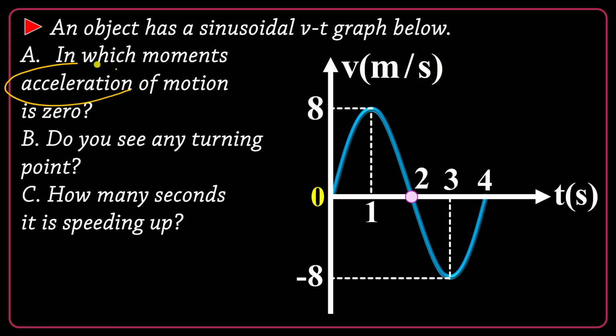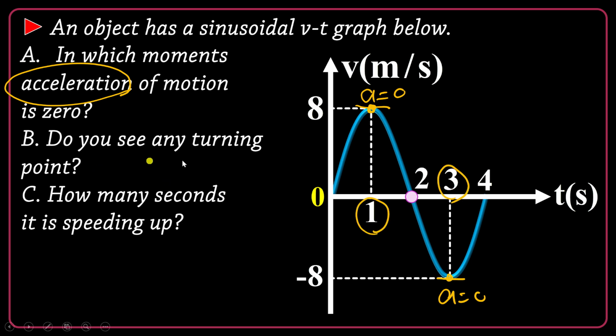Guys, you know that acceleration is a slope. When the slope is 0, you are at peak points. Here, acceleration is 0. Here, acceleration is 0. So it happens at t equals 1 and t equals 3.